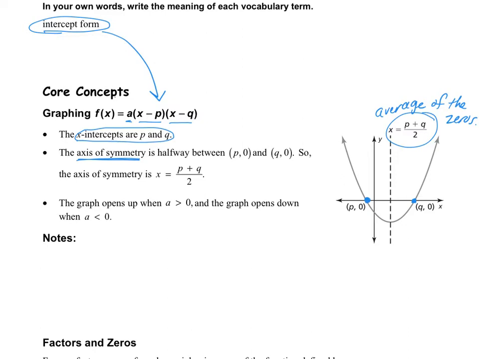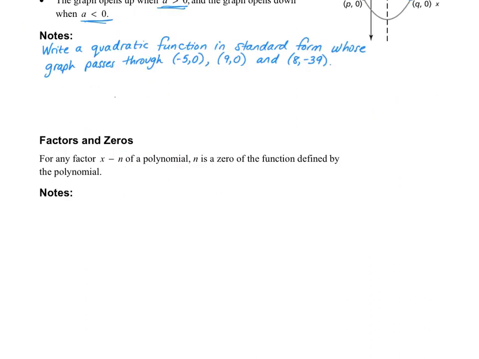And that's what it says right here. You add together the p and the q and you divide by 2. The graph opens up when a is positive and the graph opens down when a is negative. So I'm going to insert a little extra example in here for you, if you could write this down. We're going to find a quadratic function in standard form whose graph passes through these 3 points.